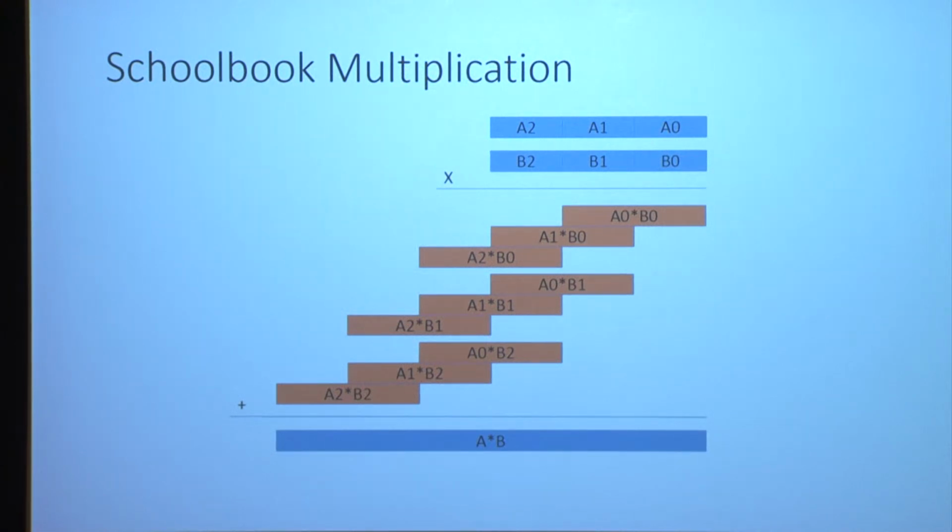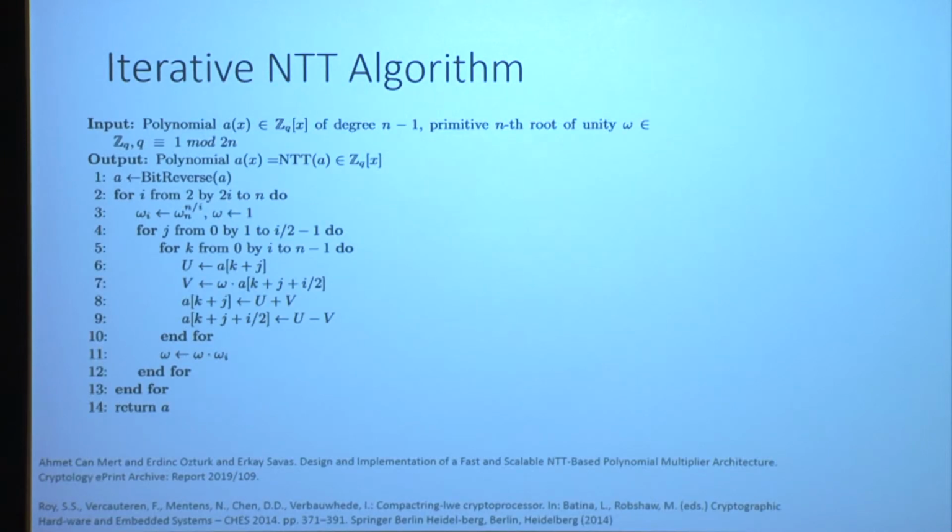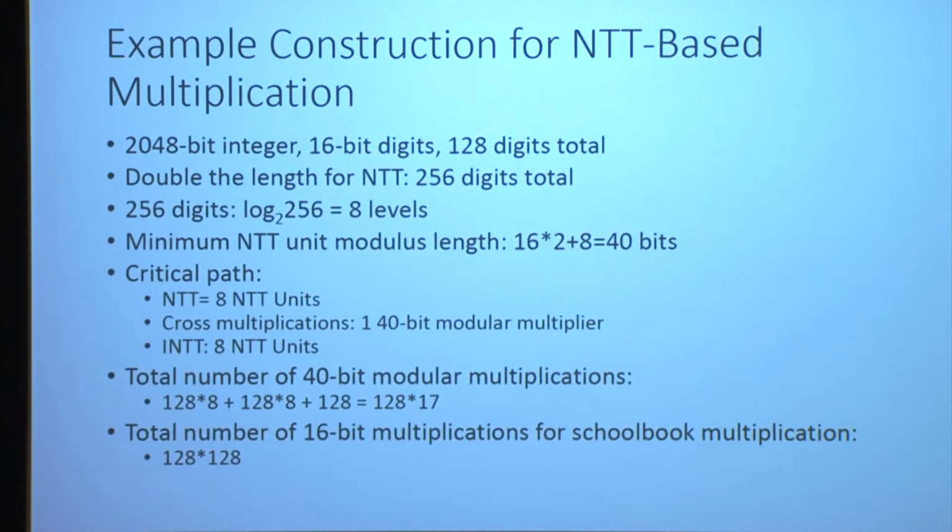But with FFT, you lose precision. We cannot lose precision for cryptographic applications. We cannot even lose a single bit. So instead of that, we use the number theoretic transform, which is based on FFT, but you don't lose precision. So this is an example construction.